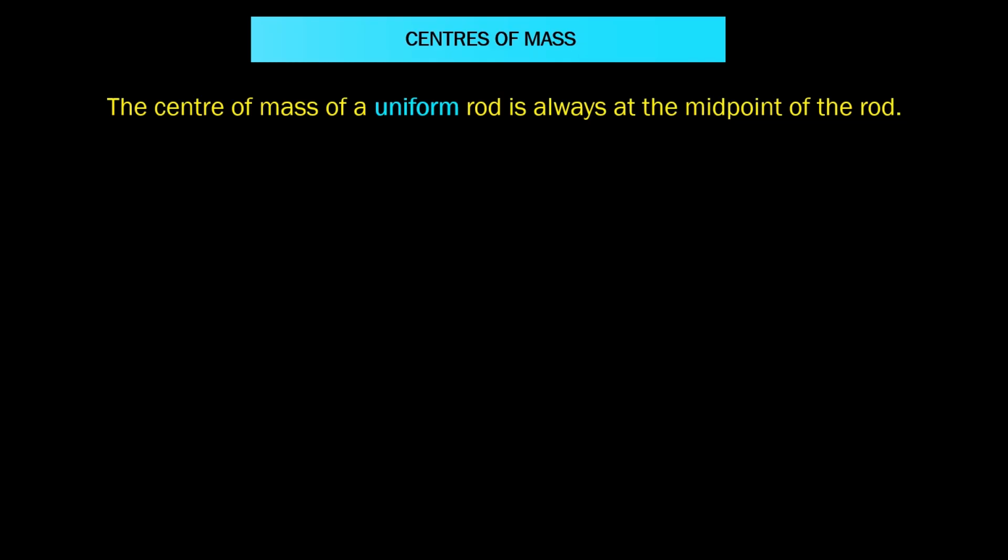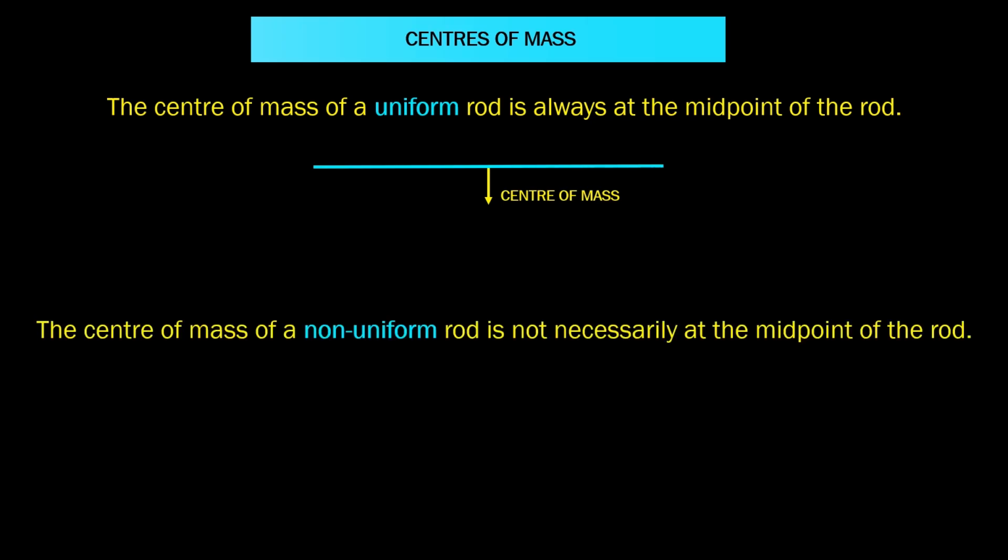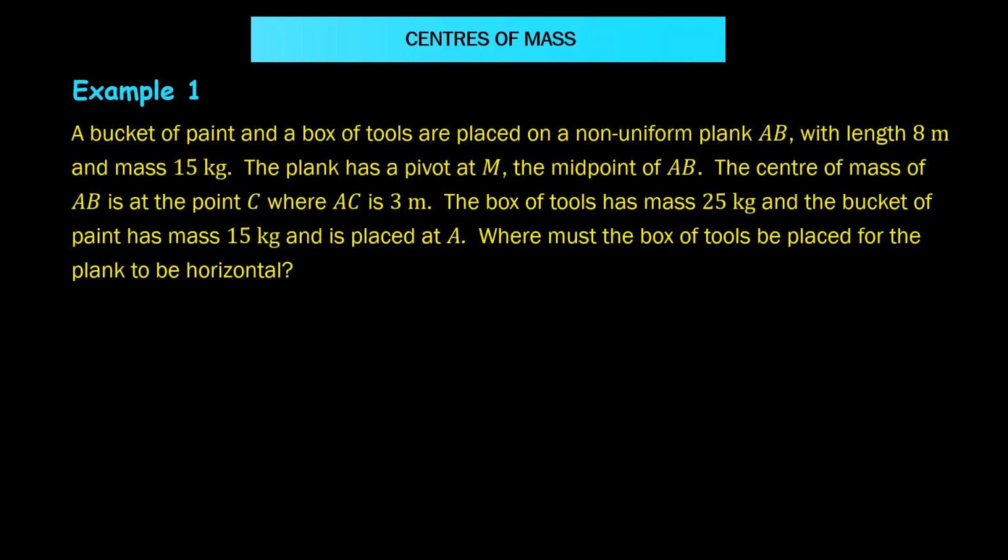The center of mass of a uniform rod is always at the midpoint of the rod, as shown in the diagram. The center of mass of a non-uniform rod is not necessarily at the midpoint of the rod. So it could be here, for example, as shown. Let's take a look at an example.